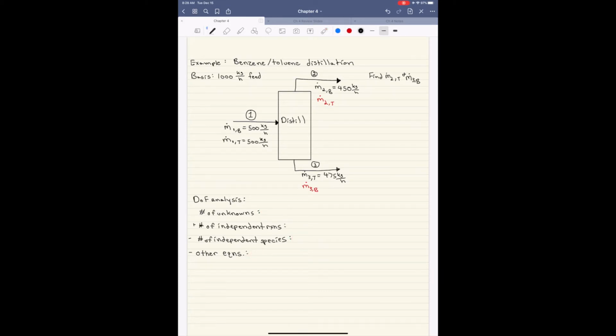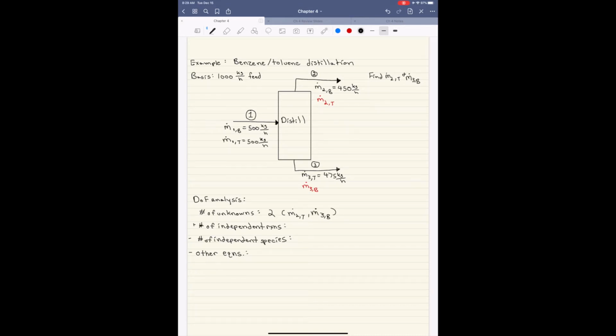Okay, let's continue. So let's fill out our degree of freedom analysis table. The first category is, what are the number of unknowns in our problem? If we go back to our process flow diagram, I've actually written all the unknowns in red, right? And so we don't know what M2T is. We also don't know what M3B is. And so the number of unknowns we have is 2, all right? So M2T and then M3B.